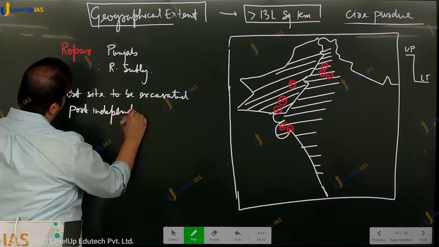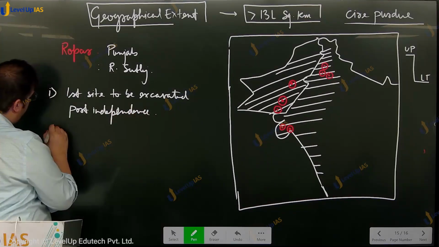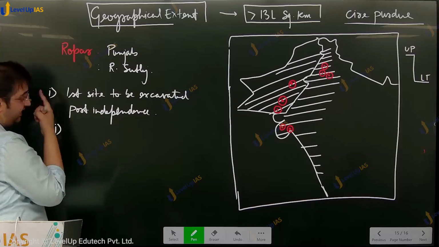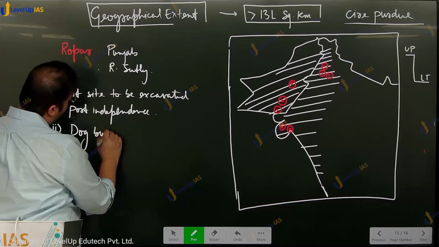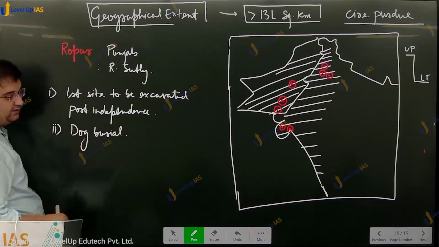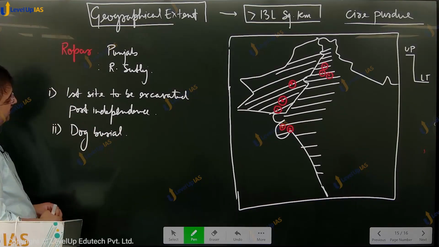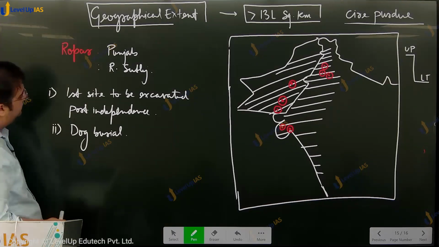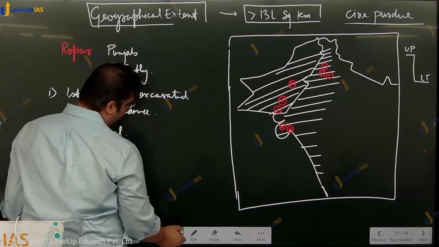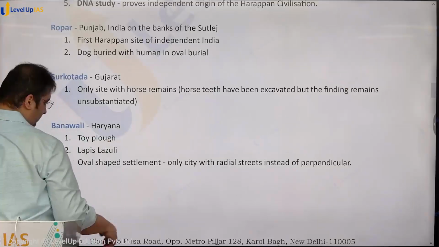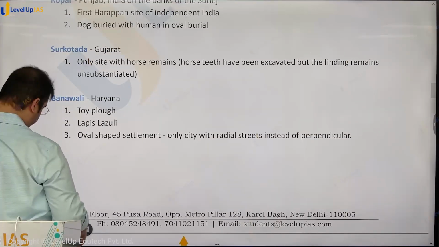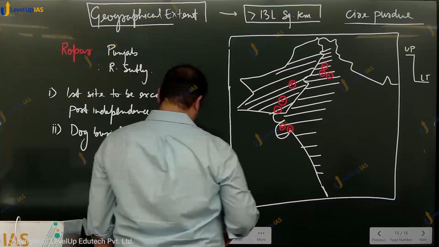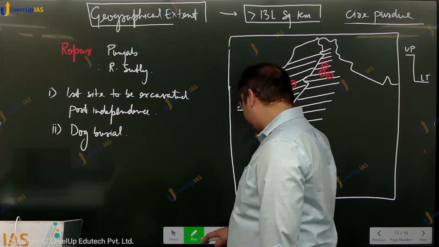And interesting find क्या यहां से मिला है? डॉग बेरियल, right? So a person and a dog are buried together in an oval grave. Right? So ये हो गया रोपड़ in Punjab. Then we have सुरकोतड़ा. कहाँ पर? In Gujarat.